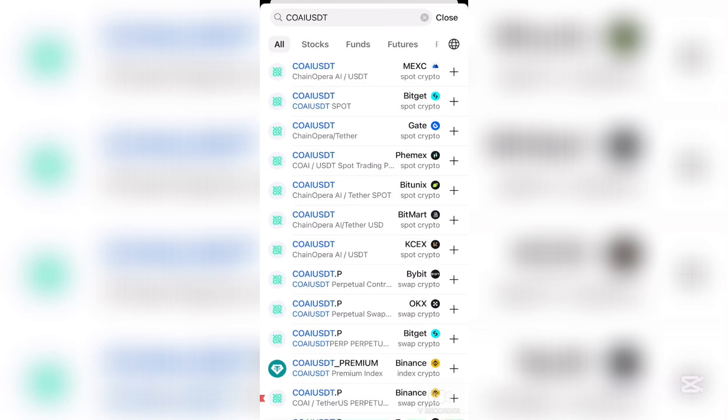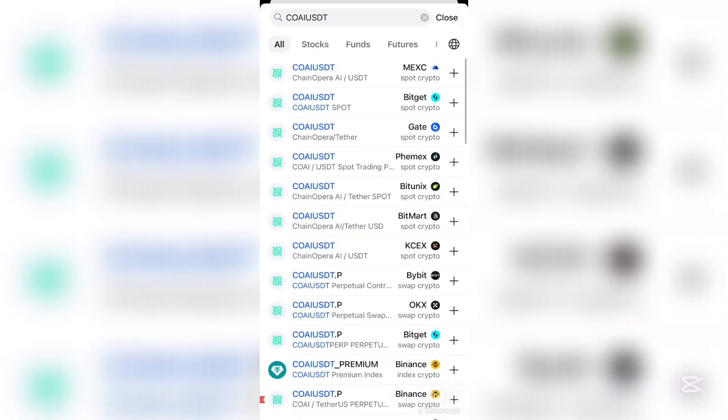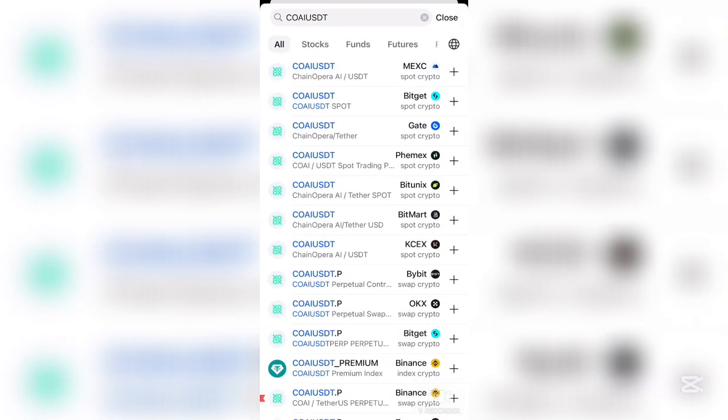Okay, we will get there, but what I want you to understand here is that all these are exchanges on which these trading pairs are being traded, so you can choose any of them. Okay, so when you get to it, you can choose MEXC. And I prefer you choose the ones that are strictly COAI USDT.